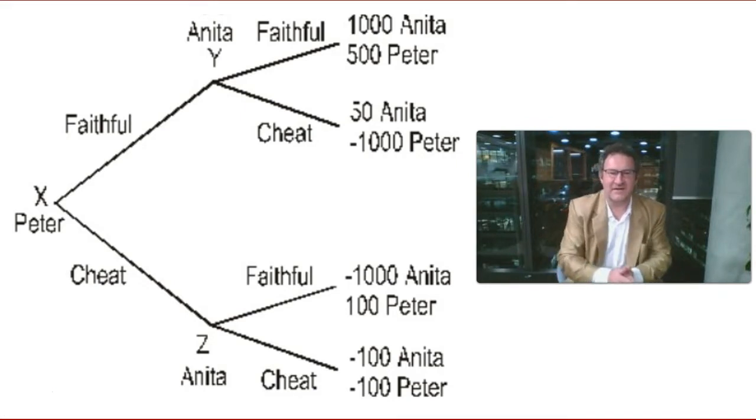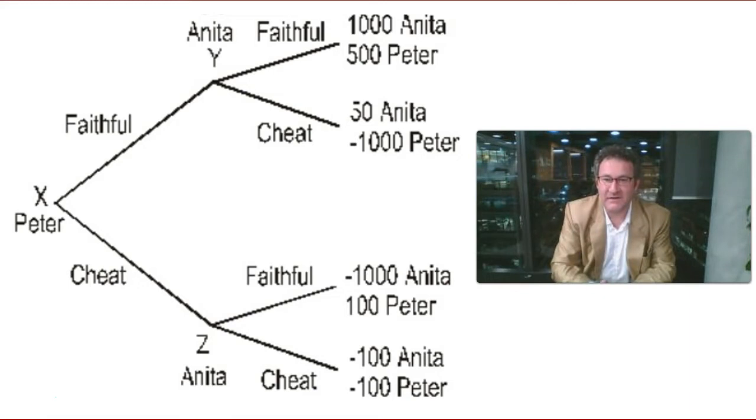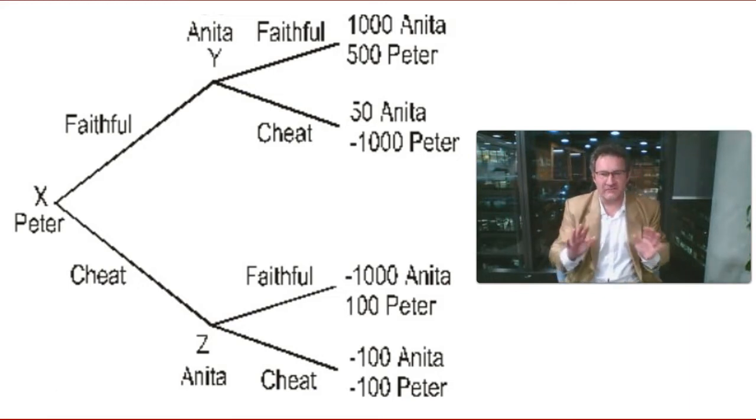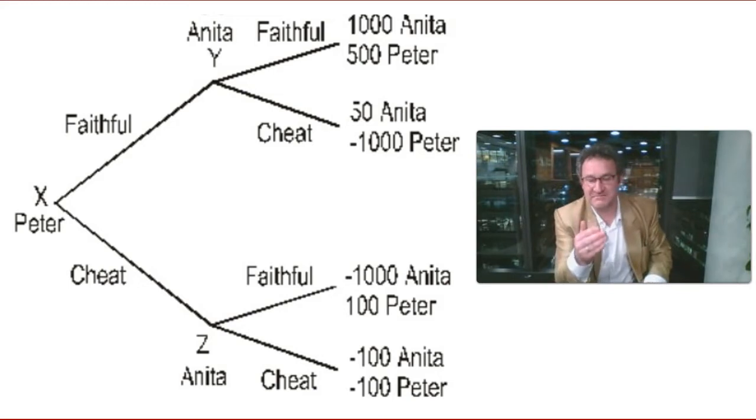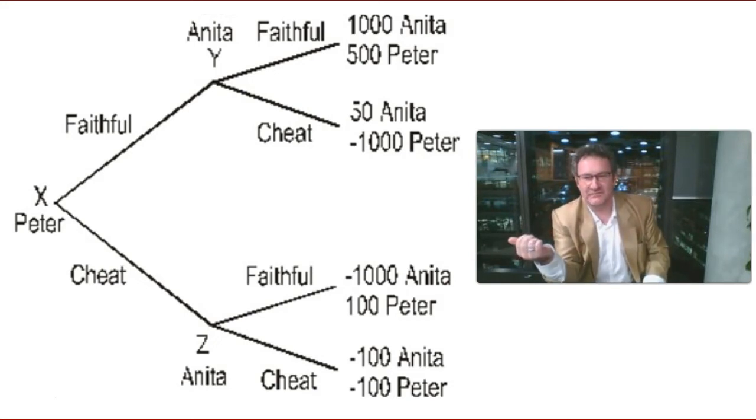The difference is that in principle, or at least hypothetically, we would say that Peter would move first, and then Anita would react to that, make a choice based on that. But we can also think of it as purely hypothetical. From Anita's perspective, like the question is saying, where Anita thinks, if Peter were faithful, then what should she do? If Peter did cheat, then what should she do subsequently?